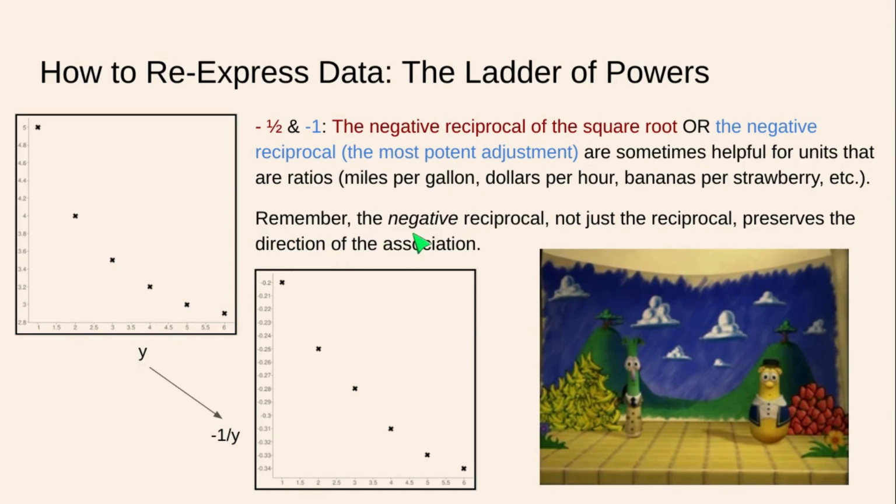And remember, it's the negative reciprocal or negative reciprocal square root, not just the reciprocal, that preserves the direction of the association. Okay, so we want to apply, in this case right here, not just a reciprocal 1 over y, but a negative reciprocal. If I were not to make this negative, this data, which looks a lot better than what I see over here, would start going up, and that's not the direction that we want our data to look like.